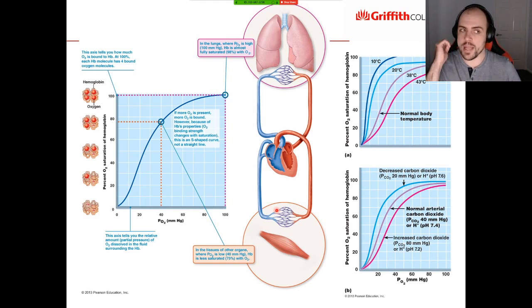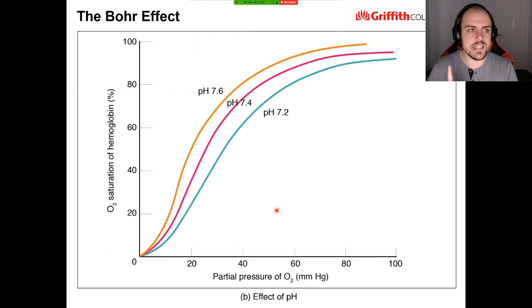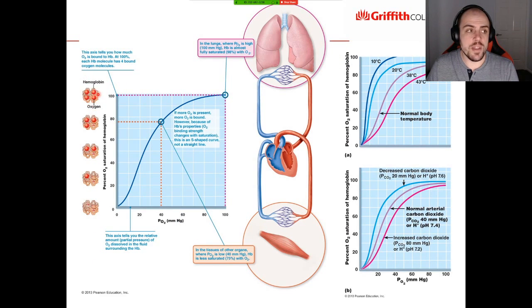If you're running at a dead sprint, your leg muscles are going to be using a lot of energy. It's going to be using a lot of oxygen, and it's going to be creating a lot of carbon dioxide, as well as creating lactic acid, and it's going to be getting quite acidic. Why is this important? Because as the acidity goes up, as we are getting more acidic, the ability for hemoglobin to hold on to these oxygen molecules plummets.